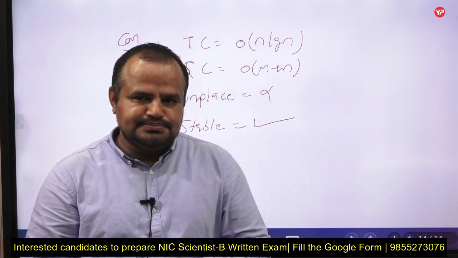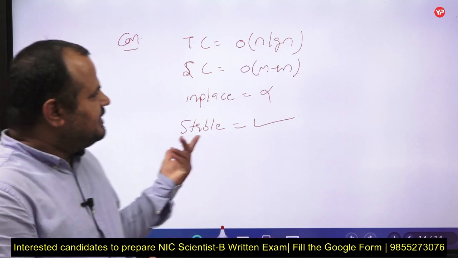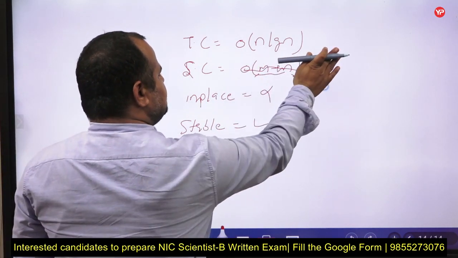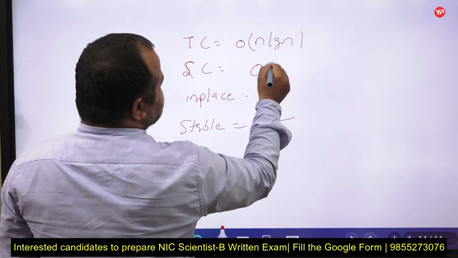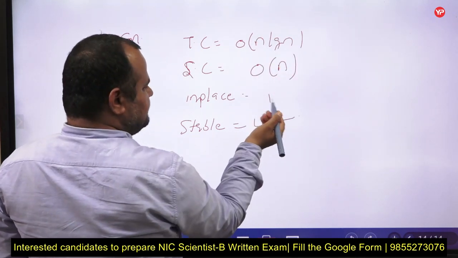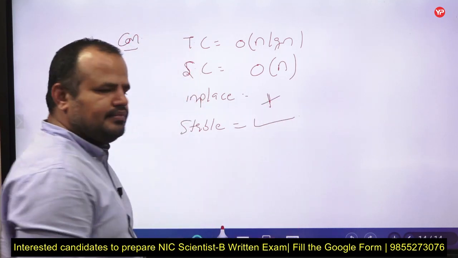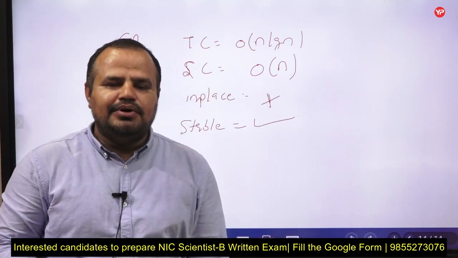It will take extra space of size n. I can say m plus n. Instead of m plus n, I can say it will take order of n space. And is it in place? No. Is it stable? Yes. So this is all about merge sort.